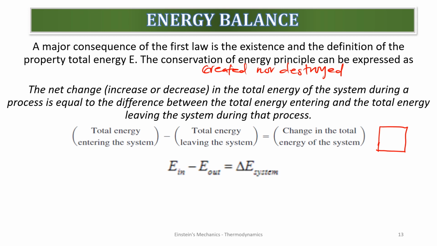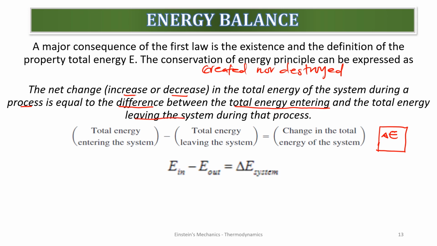The conservation of energy principle can be expressed as follows. We want to restate it. The net change, that's the increase or the decrease in the total energy of the system during a process. If this system is undergoing any process, then the total change is equal to the difference between the total energy entering and the total energy leaving the system during that process.